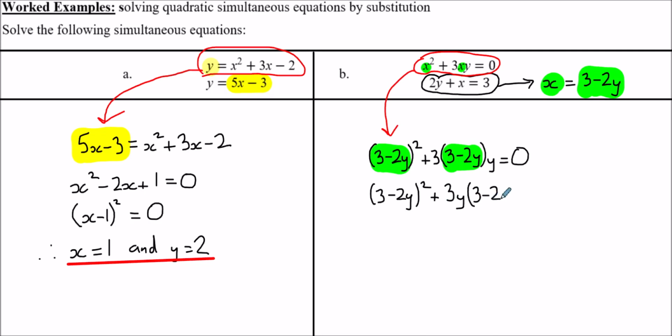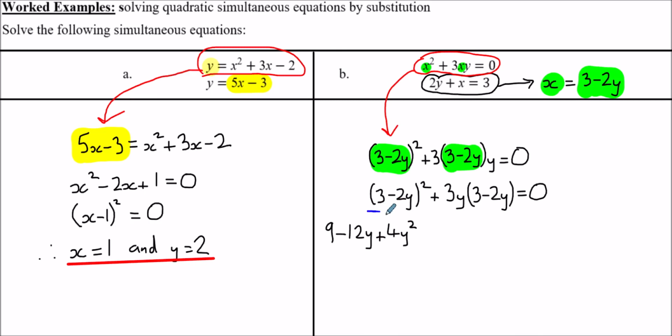Just makes it read in a more obvious way to us. Equals 0. We can now expand this out and start to manipulate it. So 3 minus 2y all squared: we square the first term, so square the 3, we get 9. Then 3 times minus 2y is minus 6y. We double that product to get minus 12y. And finally square the last term. So minus 2y all squared gives us positive 4y squared.